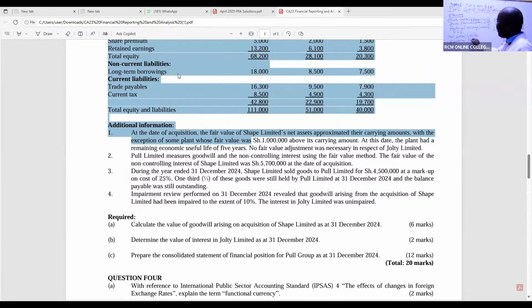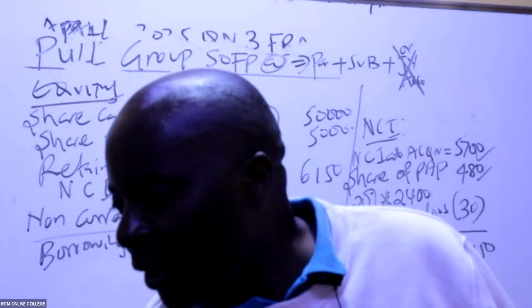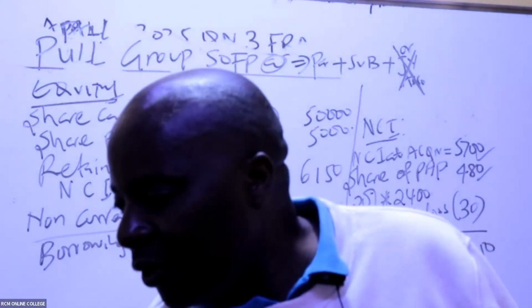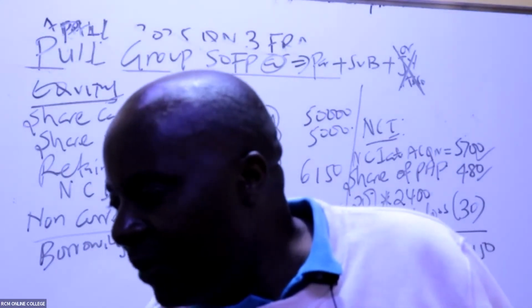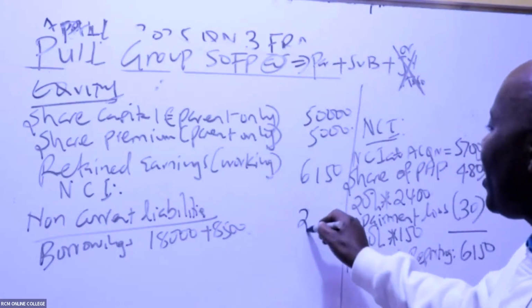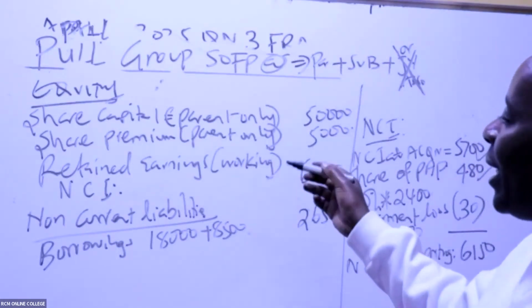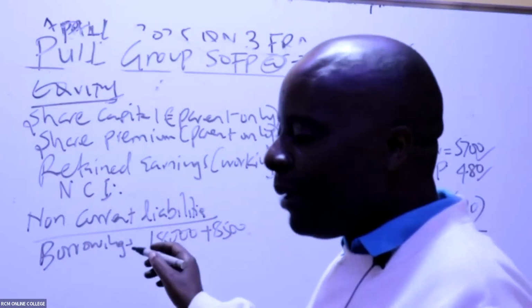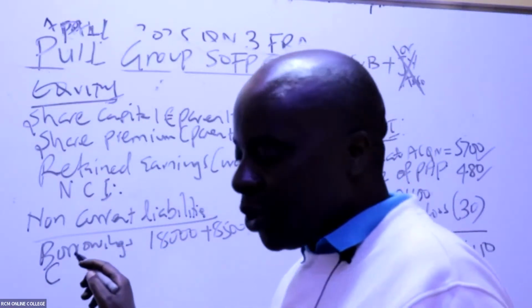18,000 plus 8,500. How much do we have there, ladies and gentlemen? 18,000 plus 8,500. How much do we have? Yes, 26,500. There is no adjustment there. And that is the only non-current liability. So we go to current liabilities. So current liabilities, what do we have there?